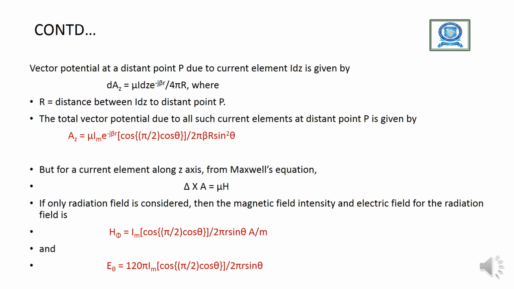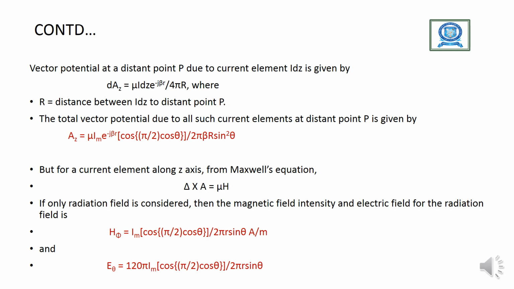So we can calculate the total vector potential due to the current distributed, at a distant point P. In simple words, by using the Maxwell equation, del cross A is equal to mu H. When we consider the electric field that is radiated and the magnetic field that is generated due to the radiation, they are denoted as H phi and E theta.